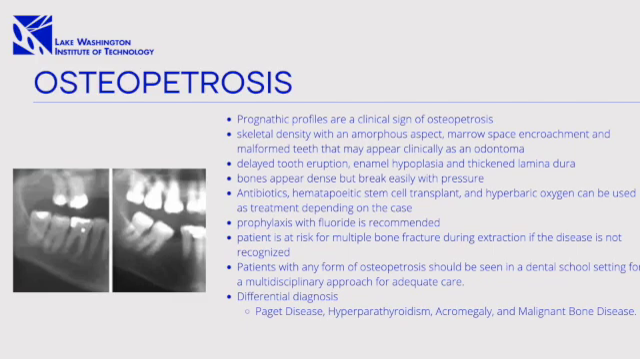Antibiotics, hematopoietic stem cell transplant, and hyperbaric oxygen can be used as treatment depending on the case. Prophylaxis with fluoride is recommended. The patient is at risk for multiple bone fractures during extraction if the disease is not recognized. Patients with any form of osteopetrosis should be seen in a dental school setting for a multidisciplinary approach for adequate care. Differential diagnosis includes Paget's disease, hyperparathyroidism, acromegaly, and malignant bone disease.